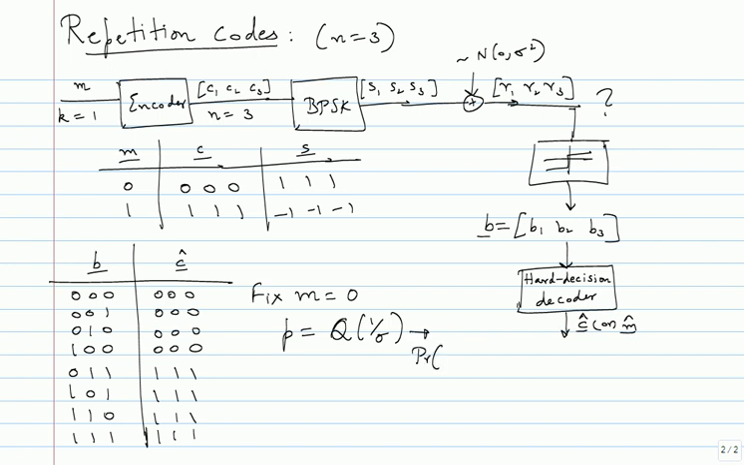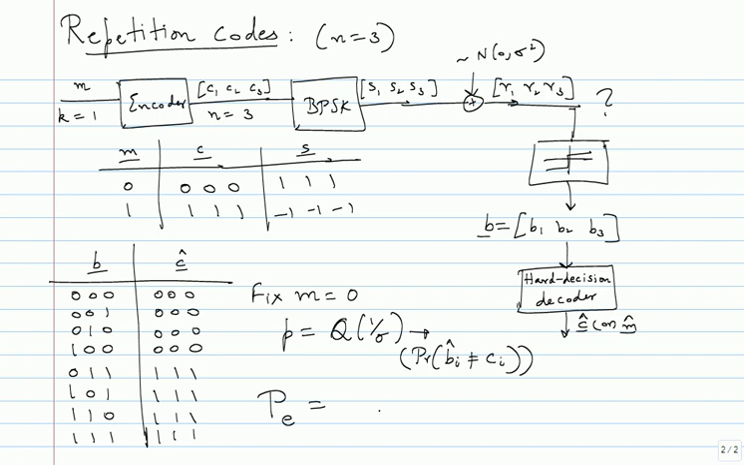Probability that b_i hat is not equal to c_i. Of course this seems to be conditioned on c_i equals 0, but even if you condition on c_i equals 1, you'll get the same answer. So this is the probability of error after the hard decision. Once you do that, it's easy to figure out the probability of error after your decoder.